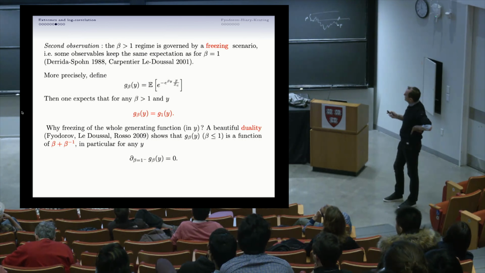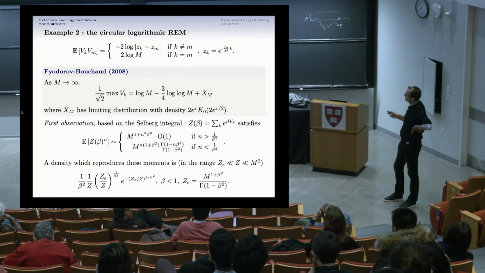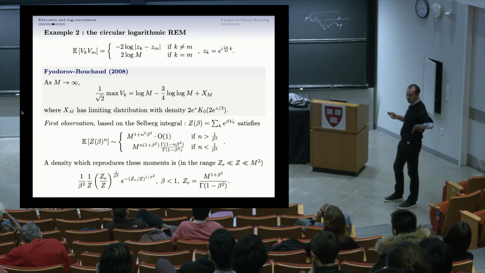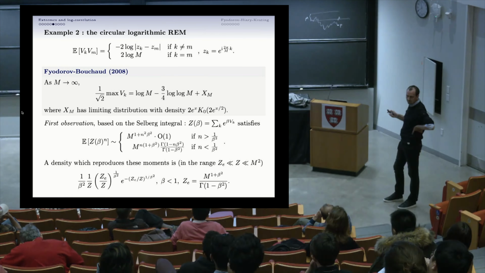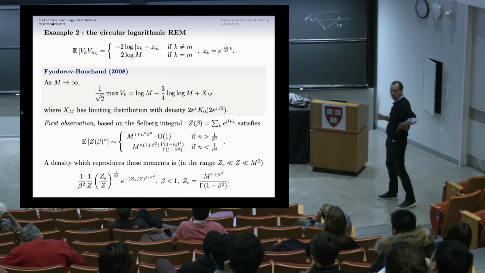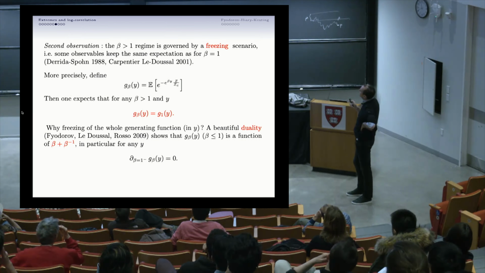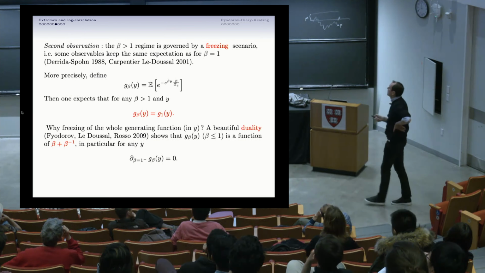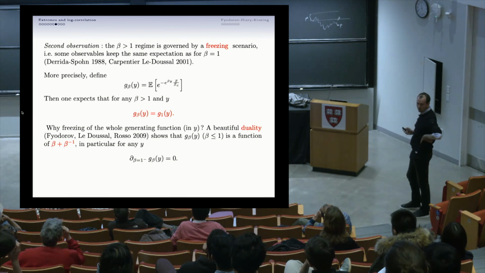But the problem is that this is for beta smaller than 1. And obviously, when beta is greater than 1, something bad happens. Okay? So there is no way you will recover the maximum from a large temperature estimate. So the miracle is as follows. They say, okay, the beta greater than 1 regime is governed by a freezing scenario, which is that some observables will keep the same expectation as for beta equal 1.